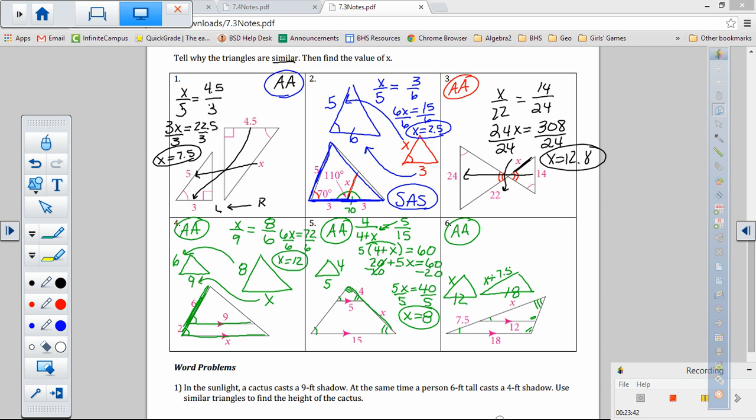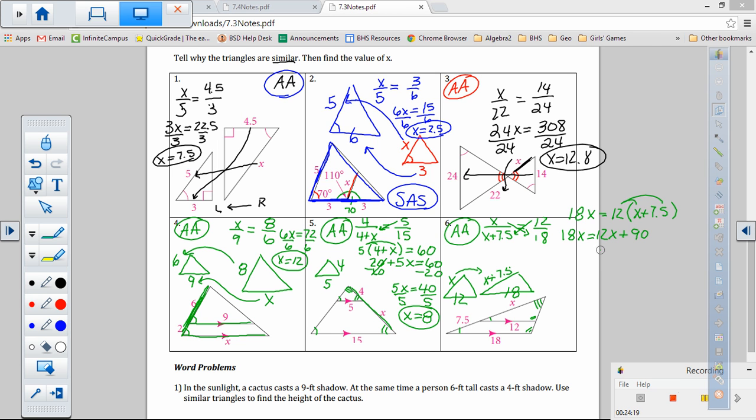So this one's a little tricky. We have a couple of variables in a couple different places. We have x is to x plus 7.5 as 12 is to 18. Okay? Cross multiply. 18x is equal to 12 times x plus 7.5. We're going to need to distribute. 18x equals 12x plus 90.